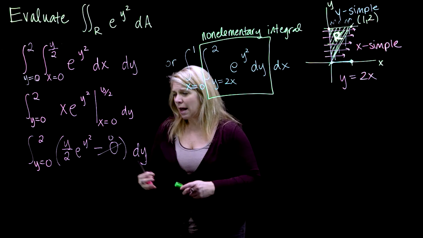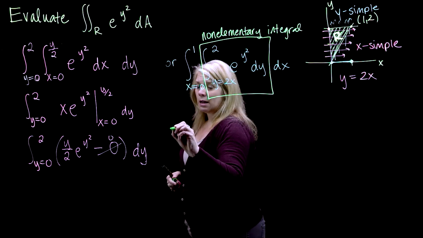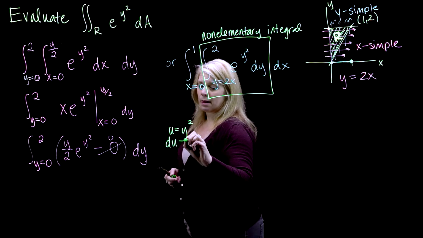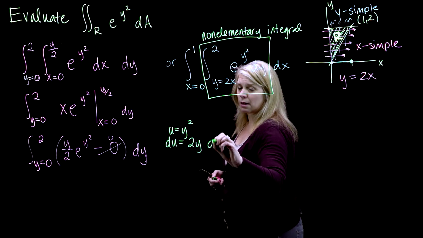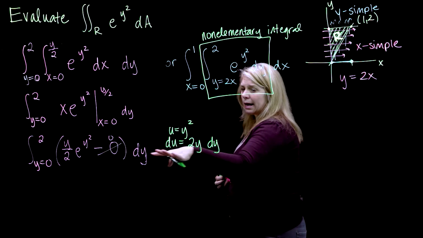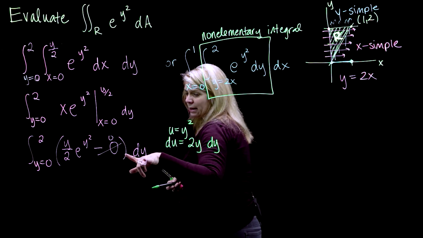I have this extra y out here, which helps with the u substitution. So I'm going to go ahead and write out that u substitution since I know it might have been a while since you did too much of that. If you can do the u substitution in your head, that's okay. All right, so I would let u equal y squared. Du would be 2y dy. I don't have 2y dy here. I just have y dy.